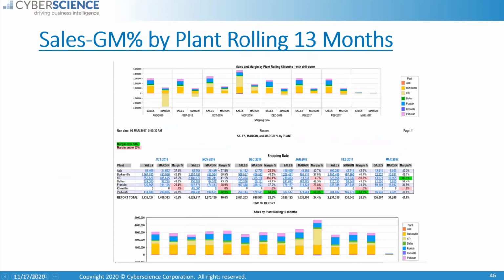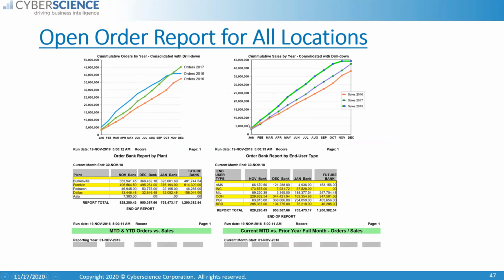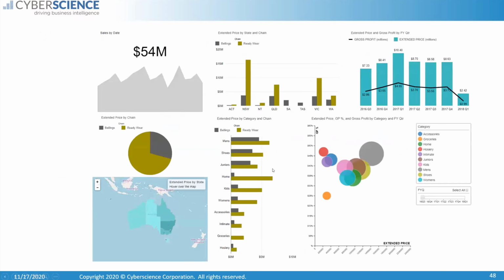Here's one of the sales GM percent by plant, rolling 13 months. You can see some hyperlinks put in here in the middle section, but by all means, any of the graphs could have links on them as well. So a little bit of overkill, showing you just different options you have when it comes to the graphs within Cyberquery. Here's a modern looking one as well with the bubble charts and mapping and so forth.